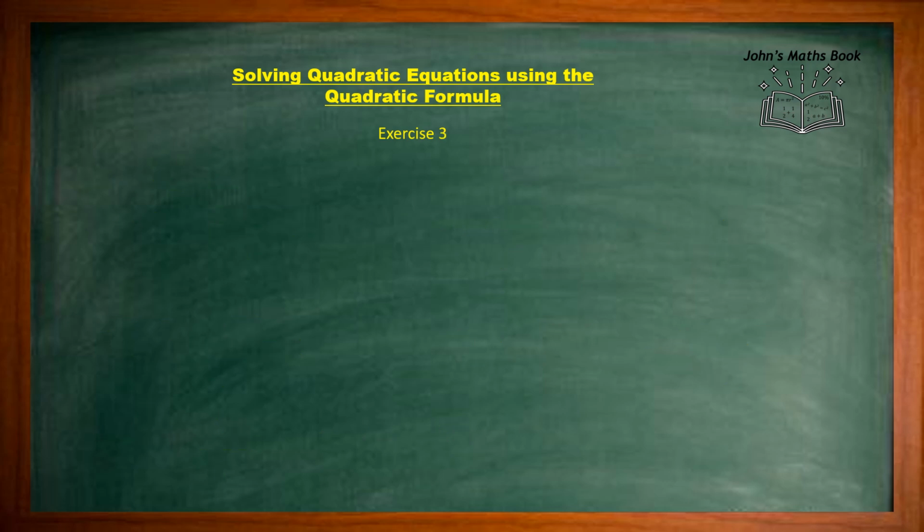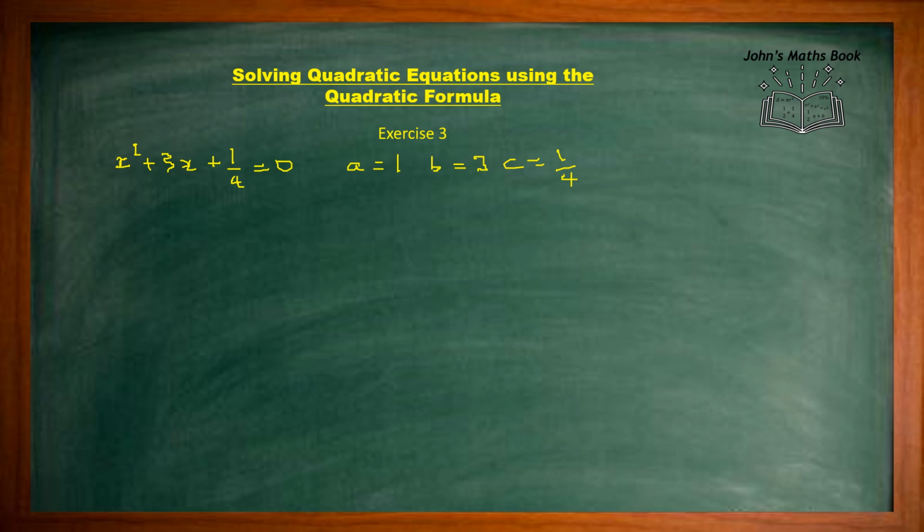For exercise number 3, let's solve the quadratic equation x squared plus 3x plus a quarter equals 0. So pause the video now and see if you can work out the answer. So hopefully you got the answer. First let's identify a, b and c. a is equal to the coefficient of the x squared term, which is 1. b is equal to the coefficient of the x term, which is 3. And c is the constant, which is a quarter in this case.